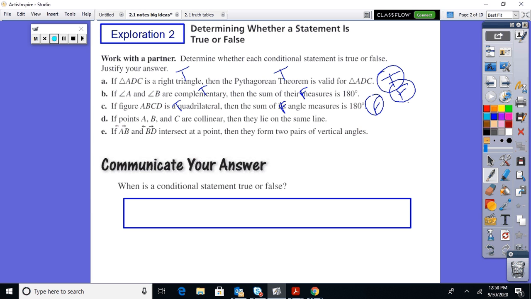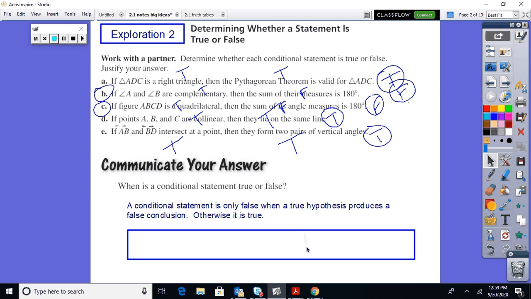If points A, B, and C are collinear, then they lie on the same line. That's true. So the whole thing is true. If AB and BD intersect at a point, then they form two pairs of vertical angles. So again, a true yields a true. So the only time you have a false when you're analyzing a conditional is, in the cases of B and C, where true hypotheses lead to false conclusions. Then you have to throw the whole thing out and call them false. So when you're answering, communicate your answer here at the bottom.